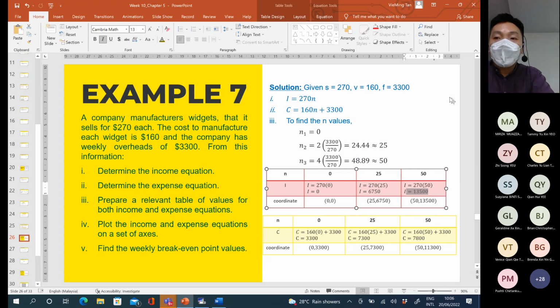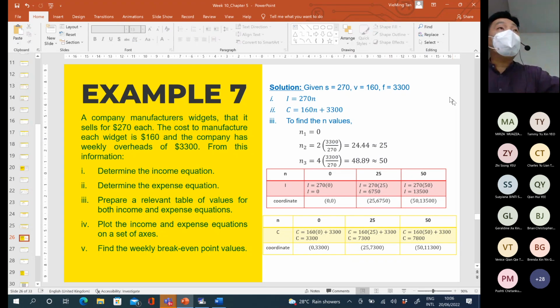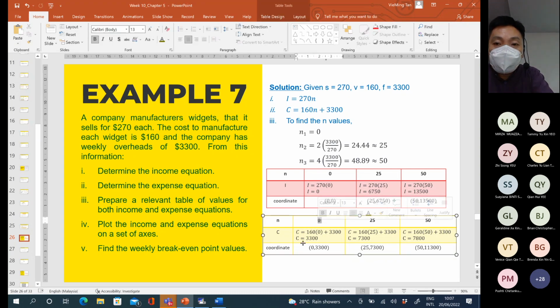Then we build another table for the C equation, the expense or cost equation. The first point is when n is equal to 0, C will be equal to 160 multiplied by 0 plus 3,300. So you'll get 3,300 for the first C value. The second point is when n is equal to 25, C is equal to 7,300. The third point is when n is equal to 50, C is equal to this value, 7,000.